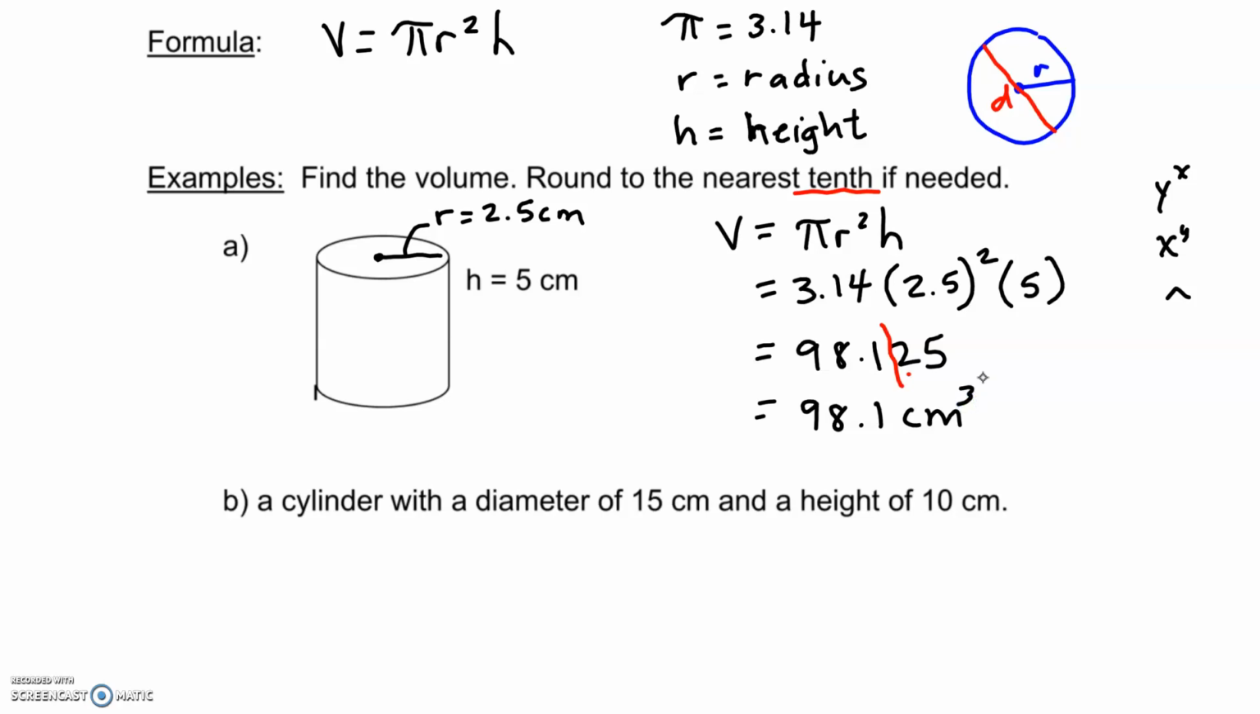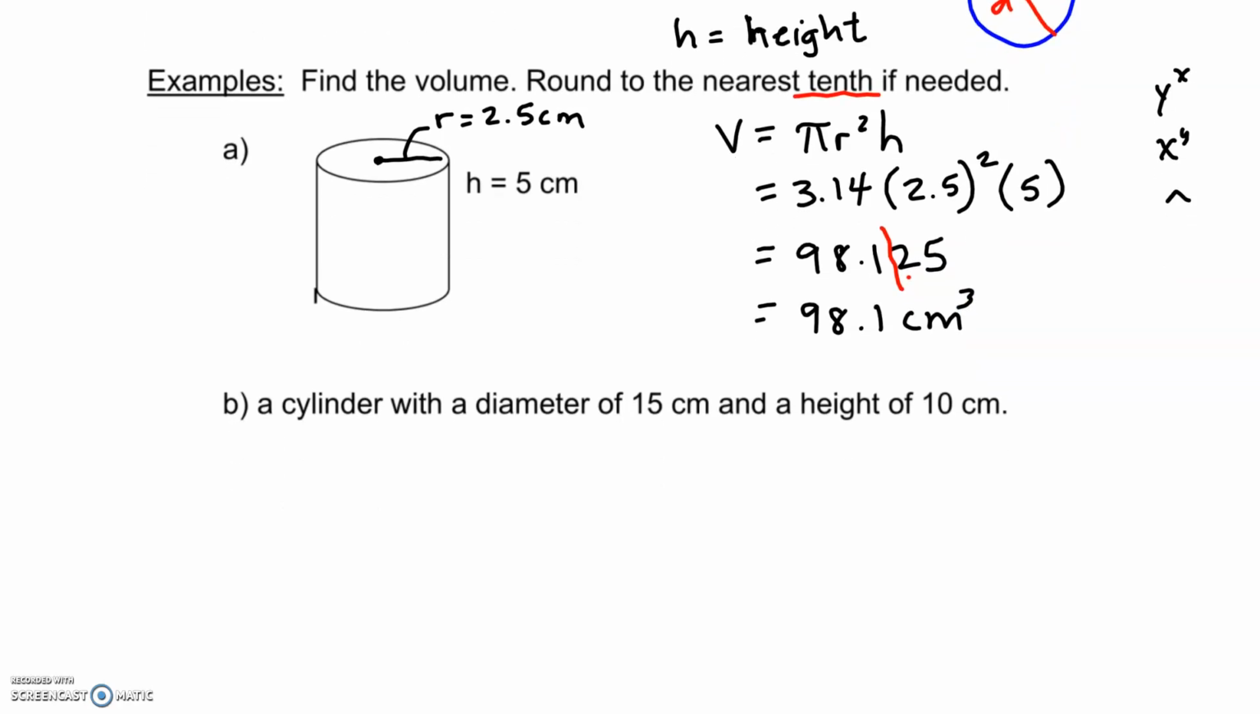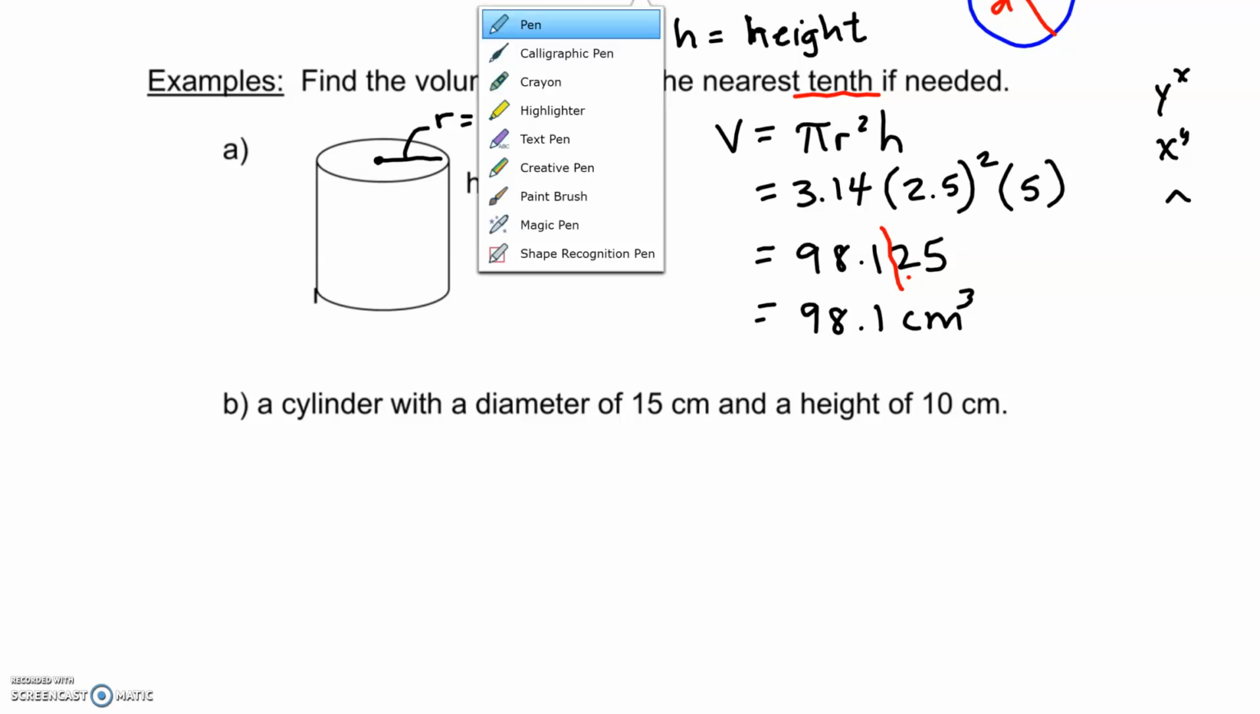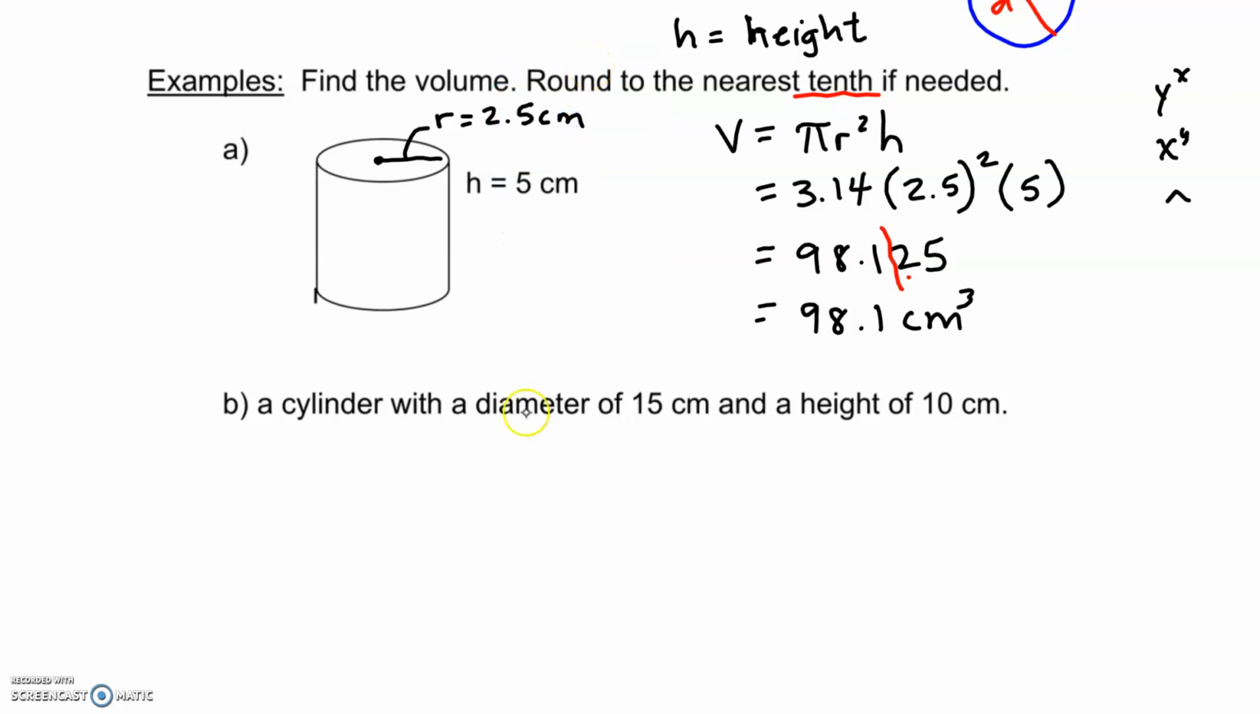All right, let's take a look at B. It says a cylinder with a diameter of 15 centimeters and a height of 10 centimeters. So I'm going to start by highlighting the important information. I have a diameter of 15, a height of 10, and the shape is a cylinder.